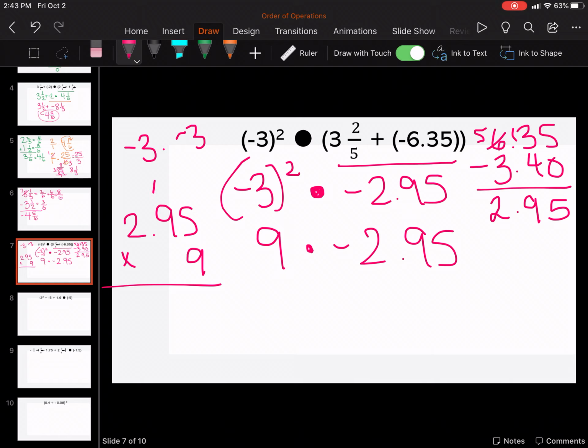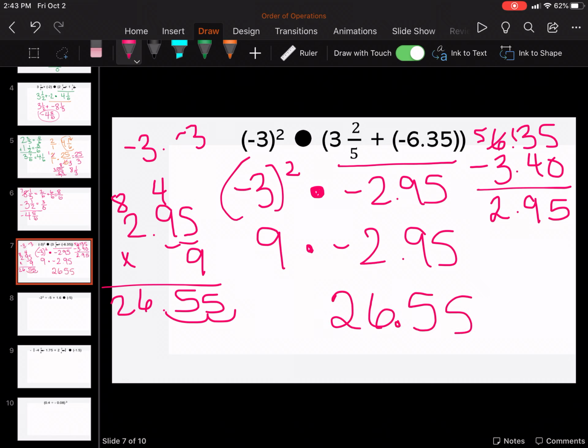9 times 5 is 45. 9 times 9 plus that 4 is 85. 9 times 2 plus 8 is 26. Move the decimal over twice. We get 26.55. And keep this, 1 positive, 1 negative. Therefore, your answer is negative.